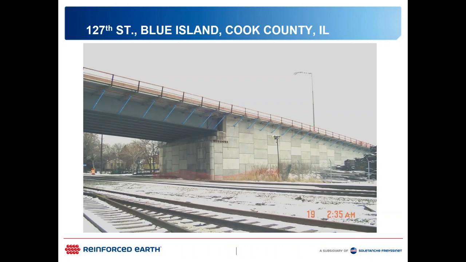This is another true abutment, the 127th Street over the Metra lines in Blue Island in Cook County, Illinois. Again, this was an existing steel structure that was replaced by an MSE wall up to a certain span, up to the railroad. And the steel bridge is again supported right on top of the MSE wall. But it's a multi-span bridge. What I'm showing is one abutment, and there are several spans beyond that until you reach the other abutment.